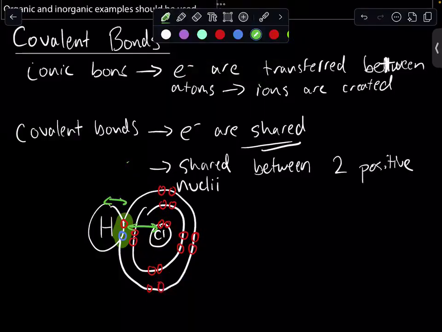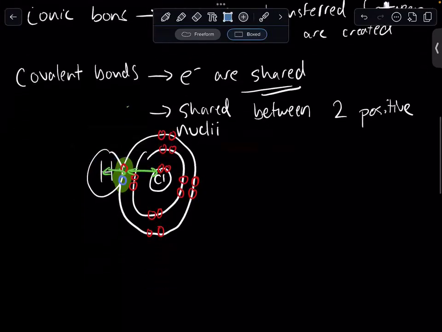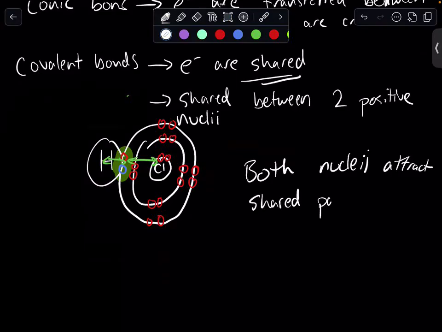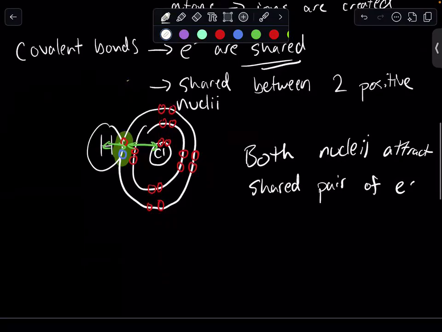So these electrons are being shared. Take 2. We're getting this shared force where both nuclei are attracting the shared pair of electrons. It's very important that it is a shared pair.